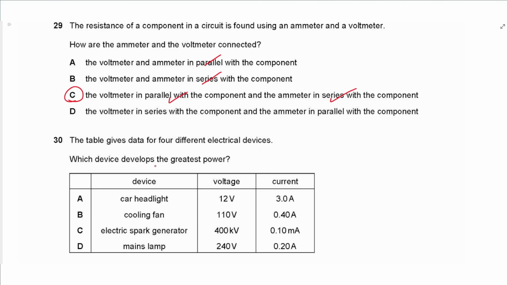Question 30 says the table gives data for 4 different electrical devices. Which device develops the greatest power? And we have voltage and current. So we can use the equation power equals voltage multiplied by current. So 12 times 3, that is 36. 110 times 0.4, that would be 44. And 400,000 for kilovolts times 0.10 times 10 to the power negative 3 for milli. That would give an answer of 40 watts. 240 times 0.20, that would be 48. So the greatest number here is 48, so the answer is D.